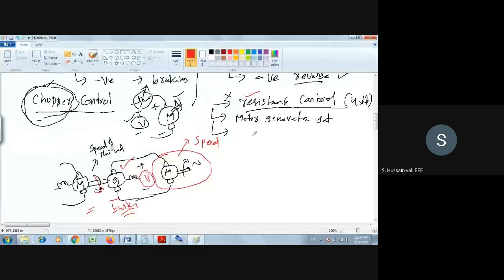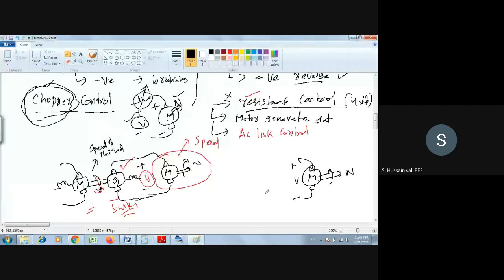Now the third one is AC link control. What is AC link control? Once again I will take the same example: I have a motor whose speed I have to control. How I am controlling is that the voltage which is going to the motor armature, I will change that. The first method is resistance, the second method is motor generator, and the third method is AC link control.